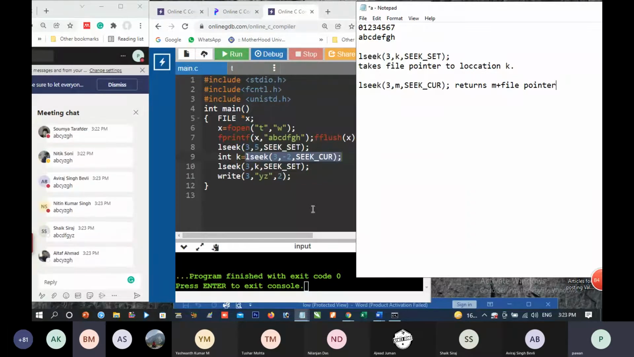Do you understand the reason? Here file pointer is at the location 5. 5 minus 2 is 3. So file pointer is at the location 3. So at the place of dy is written. Is it clear to you?